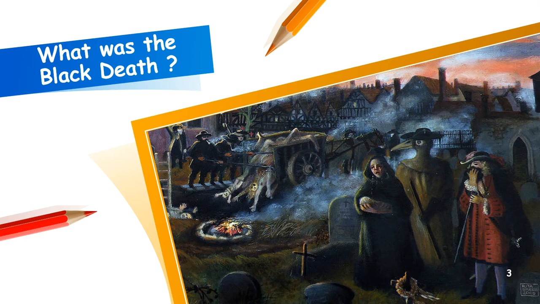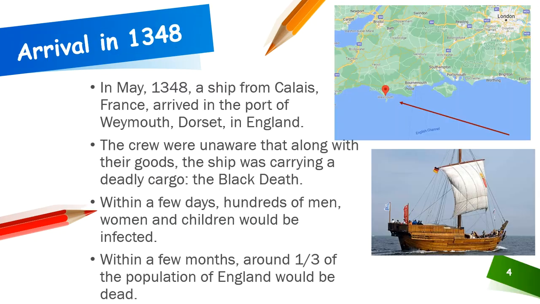So let's get on to our lesson for today. What was the Black Death? Arrival in 1348. In May 1348, a ship from Calais, France, arrived in the port of Weymouth, Dorset, in England. The crew were unaware that along with their goods, the ship was carrying a deadly cargo, the Black Death.